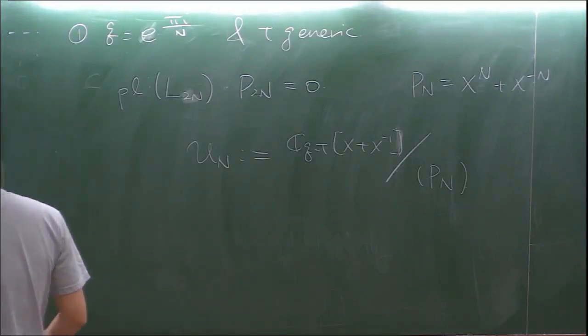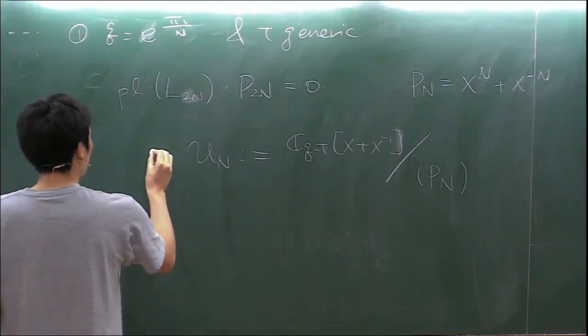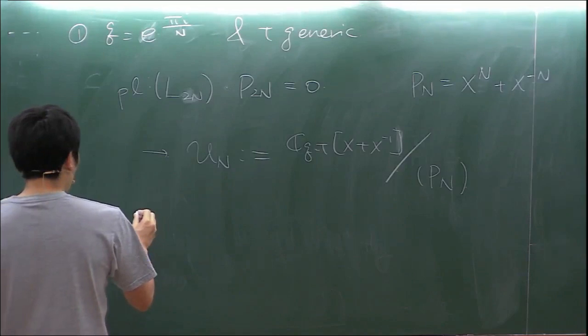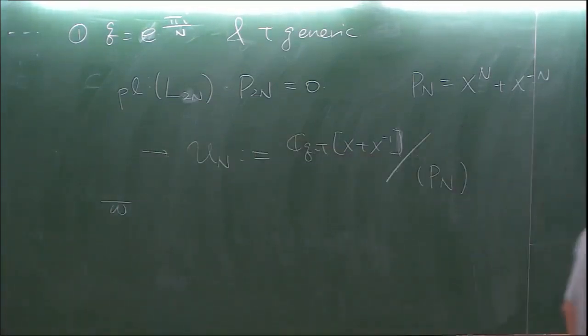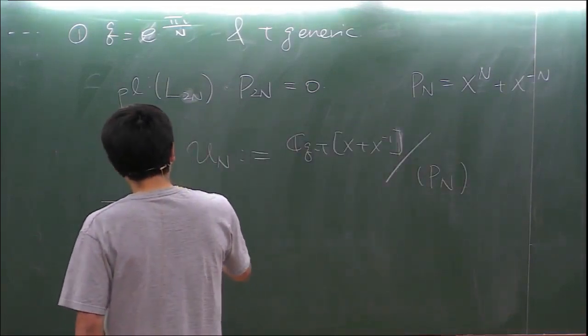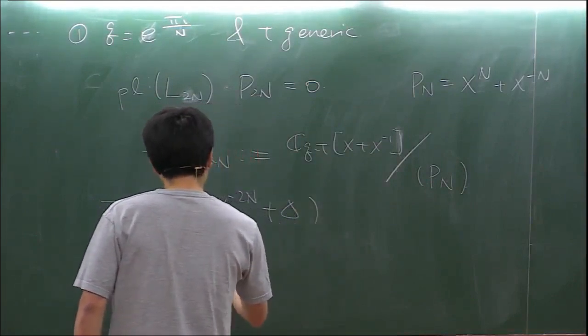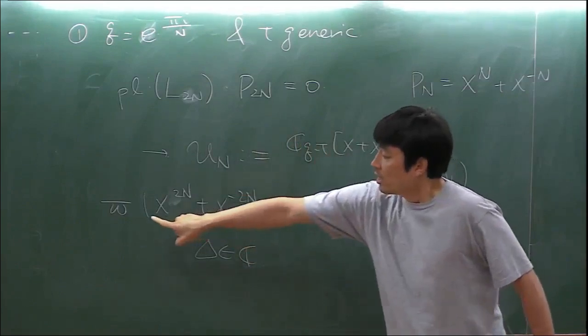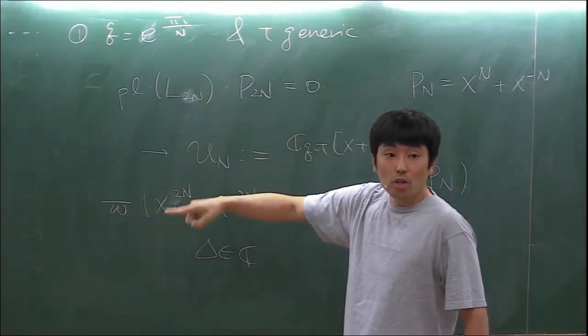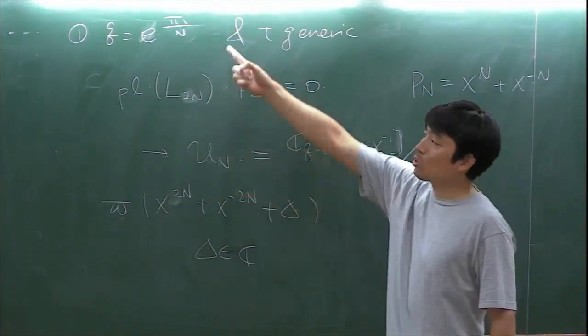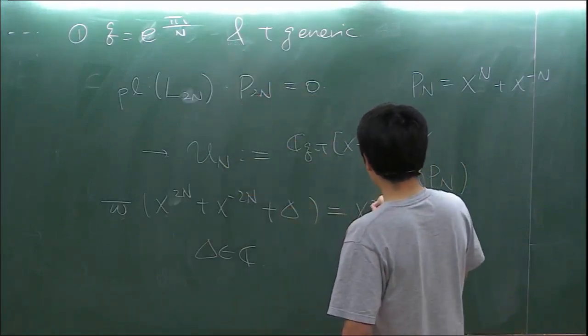Moreover, when this condition is satisfied, there is a second finite dimensional representation, because when you still keep this one, this difference operator acts on x, and you get the shift q. However, when you act on x to the n plus x to the minus 2n plus delta, where delta is equal to some number c, this shift operator will give you q to the 2n, which is equal to 1. And it's the same thing, q to the minus 2n is equal to 1 under this condition. So therefore, this part is invariant.